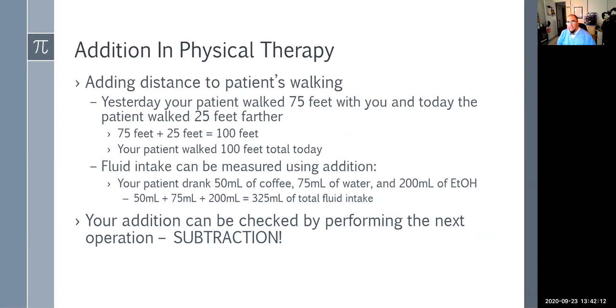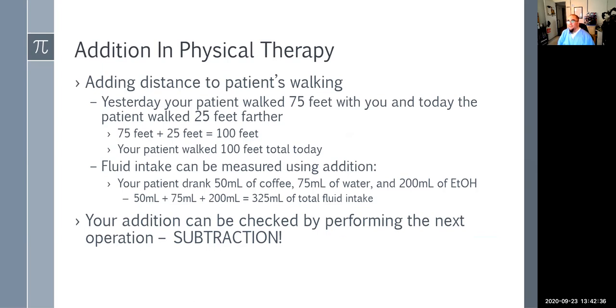And then we've got a nice patient down here. We can talk about fluid intake. So your patient drank 50 milliliters of coffee. Wow, lightweight. 75 milliliters of water, and then 200 milliliters of ETOH. What's ETOH? Does anyone know what that abbreviation stands for? It's a fancy way of saying they got drunk.